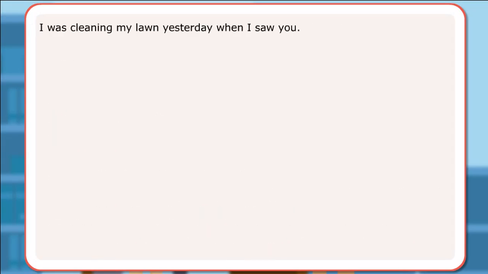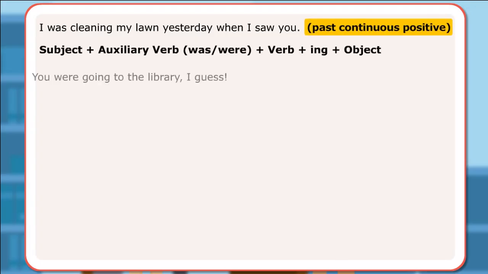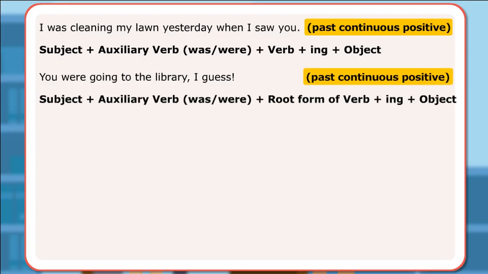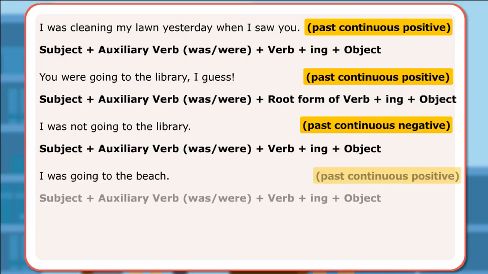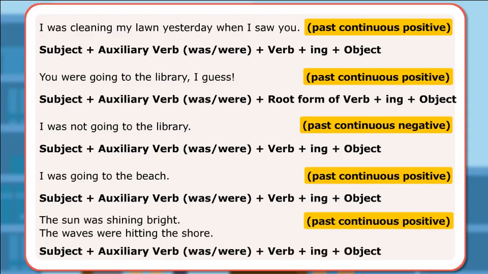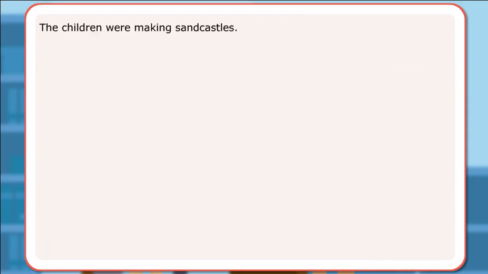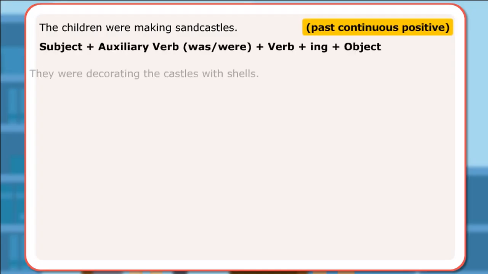I was cleaning my lawn yesterday when I saw you. Past continuous positive. You were going to the library, I guess. Past continuous positive. I was not going to the library. Past continuous negative. I was going to the beach. Past continuous positive. The sun was shining bright. The waves were hitting the shore. Past continuous positive. The children were making sand castles. Past continuous positive. They were decorating the castles with shells.